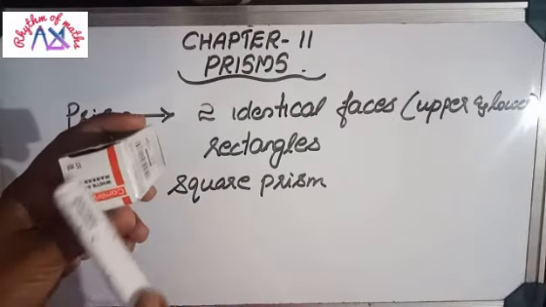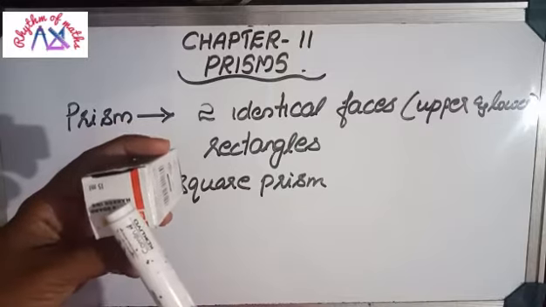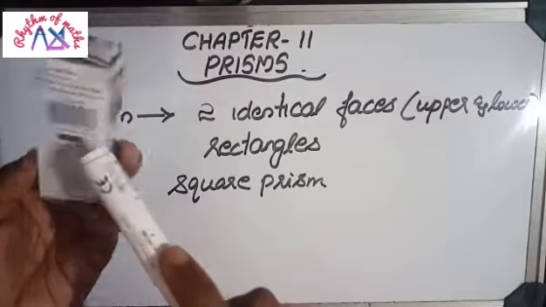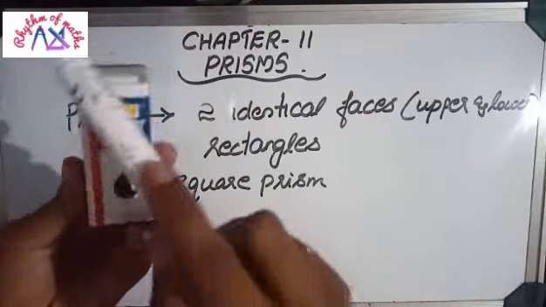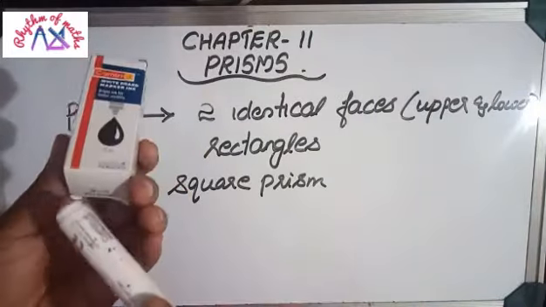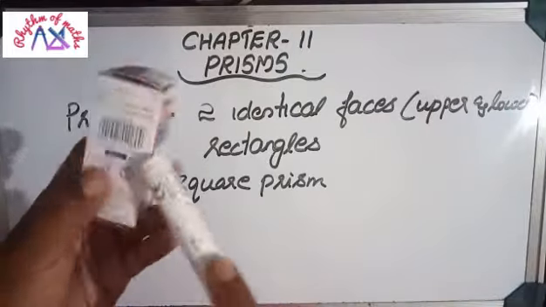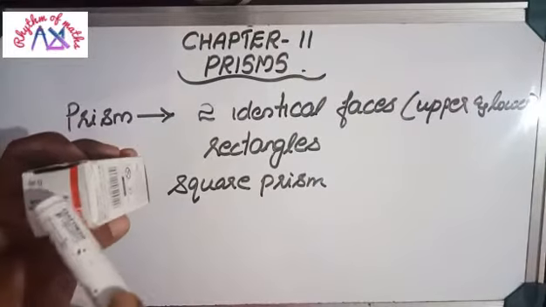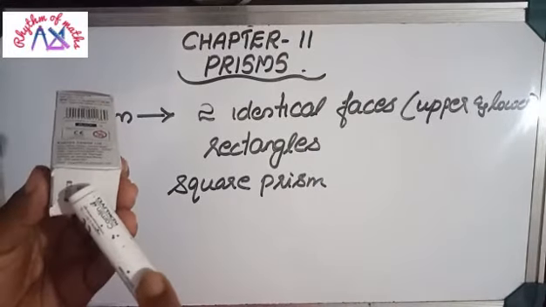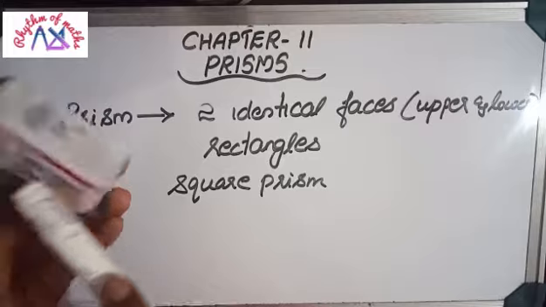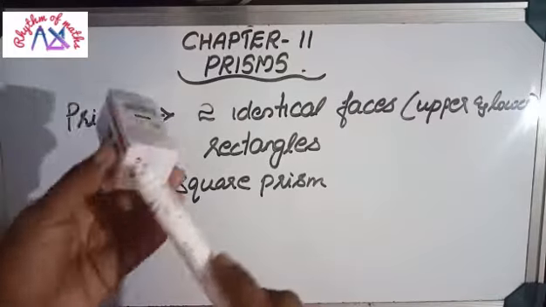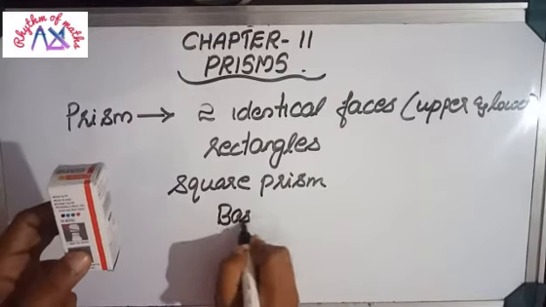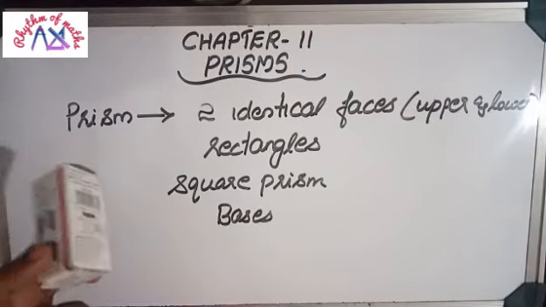If instead of this square, here it is a triangle, that prism will be a triangular prism. Now this rectangle portion remains the same, because the upper face and lower face are joined by rectangles. This is the same for all prisms. Rectangular faces are fixed. Only the change comes in these two faces. Now these are known as bases. These two identical faces are known as bases. Two bases are there for a prism.